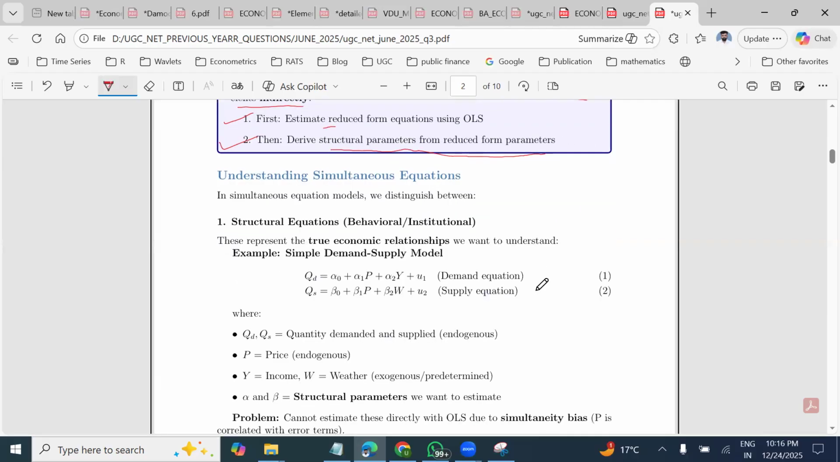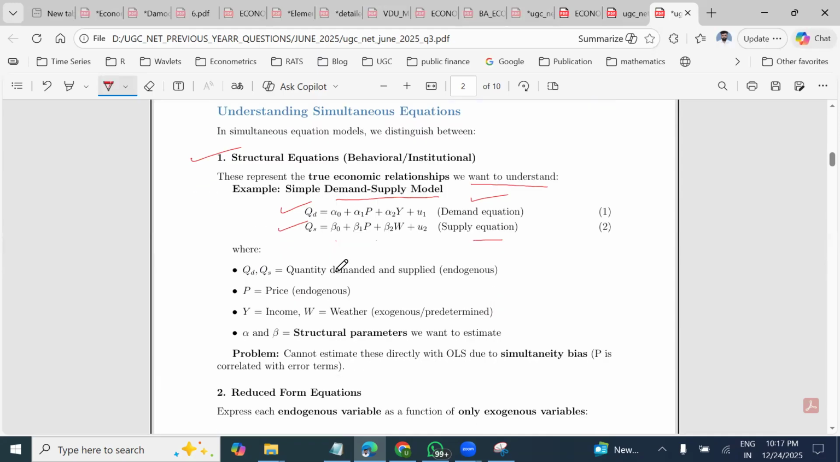First, we have to understand what is simultaneous equation system. So what is structural equation? It is also called behavioral or institutional. These equations represent the true economic relationship we want to understand, like, for example, a simple demand supply model. So you know that QD is equal to alpha naught plus alpha 1 P plus alpha 2 Y, this is a demand equation, and QS is equal to beta naught plus beta 1 P plus beta 2 W plus U2, it is a supply equation. Here you should know which is the endogenous variable and which is the exogenous variable.